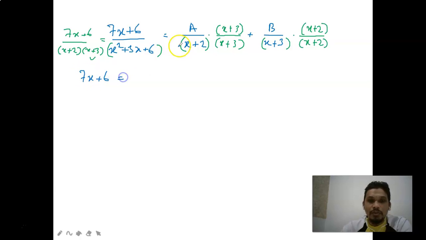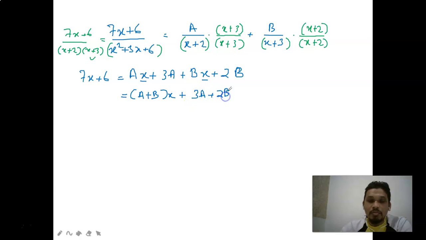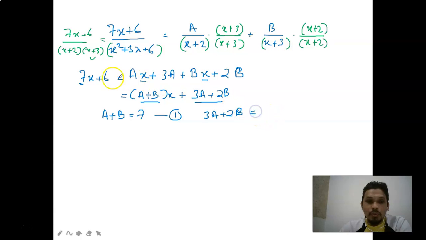7x plus 6 equal to a multiplied with x, ax. A multiplied with 3, 3a, plus b times x, bx, and b times 2, 2b. Okay. So the coefficient of x, where a plus b times x plus 3a plus 2b. So let's compare now the coefficient of x, which is a plus b, with 7. A plus b equal to 7. And the constant 3a plus 2b equal to 6.